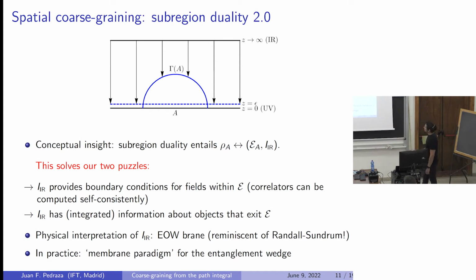And the second point that I wanted to mention here is that this is, in practice, the entanglement wedge version of what we know as the membrane paradigm for black holes. So we are really exchanging the degrees of freedom, in this case exterior to the entanglement wedge, with a membrane that lives on this RT surface, or the horizon in the case of black holes.